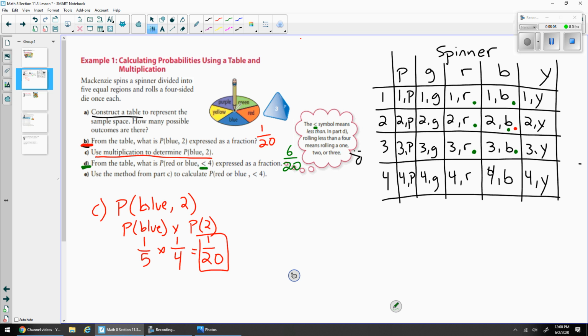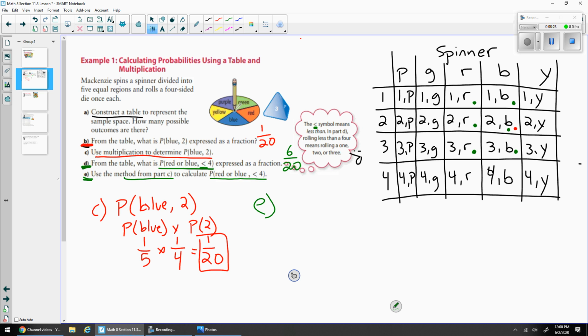There's 6 favorable outcomes out of 20 for the probability of red or blue and a number less than 4. Okay, well, what about if we did E here using the method from part C, so using multiplication of fractions? Can we find the probability of red or blue and less than 4? Well, we take those two things.